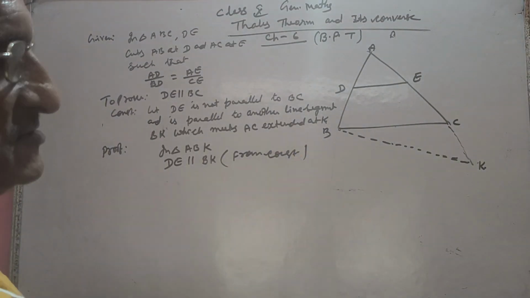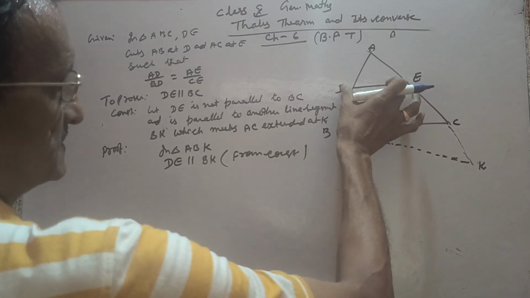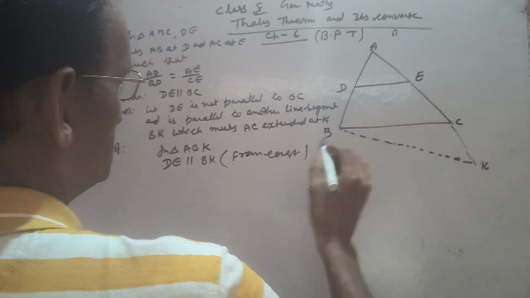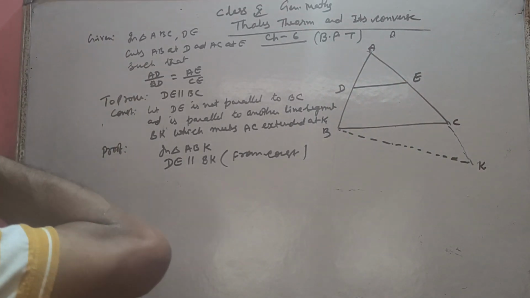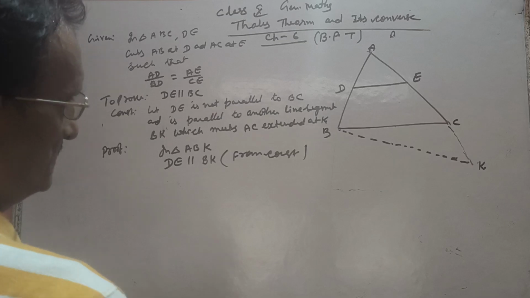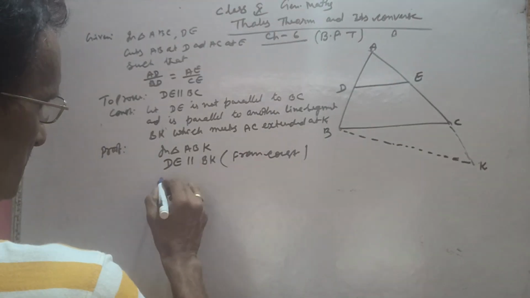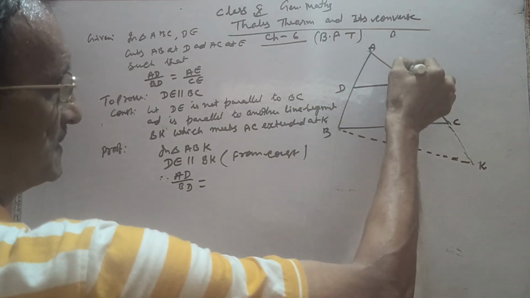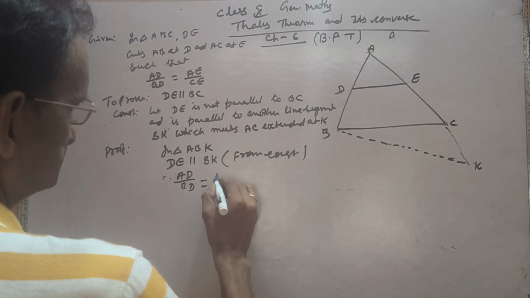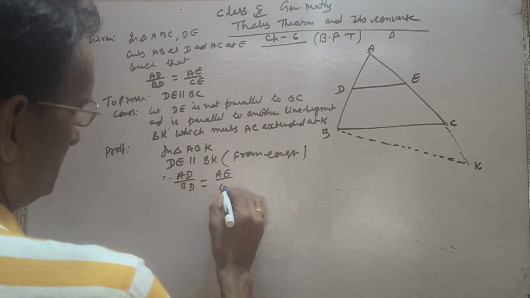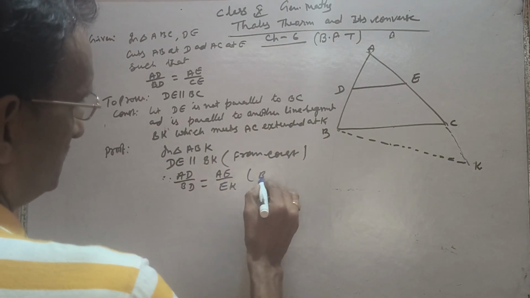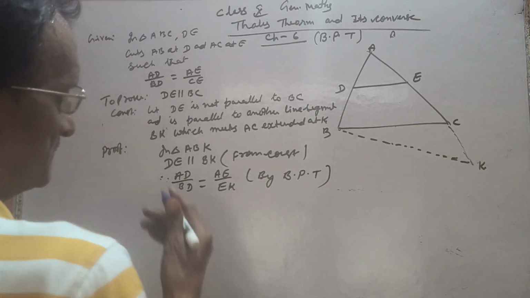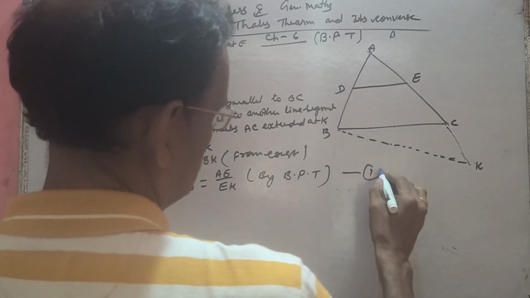Now we will use the Thales theorem here. If a line is drawn parallel to one side of a triangle, it will divide the remaining two sides in equal ratio. So according to Thales theorem, or according to BPT, what will we write? AD by BD is equal to AE by EK. Why? By Thales theorem, or BPT also, we can write. Okay, let it be equation 1.